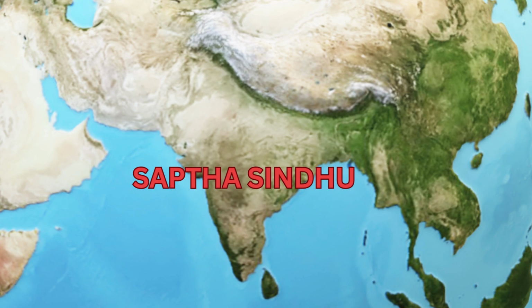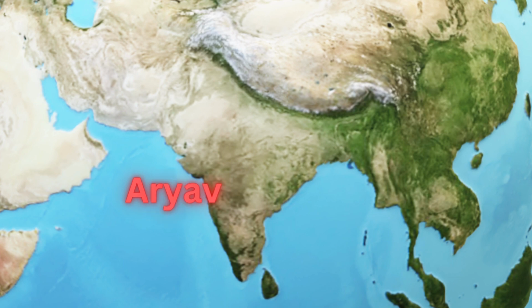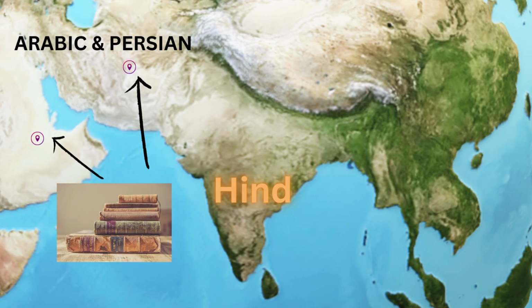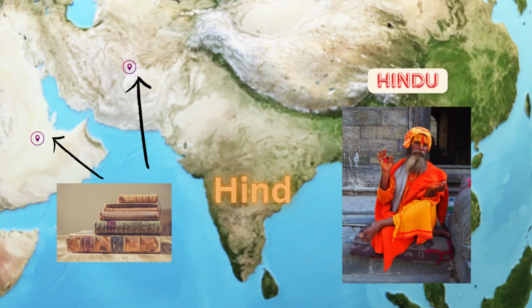Sapta Sindhu means a land of seven rivers. Aryavartha means a land of the Aryas. Bharatavarsha means a land of King Bharata, and Indica. In the Arabic and Persian literature of the medieval period, the Indian subcontinent is referred to as Hind, and the people who lived here are referred to as Hindus.